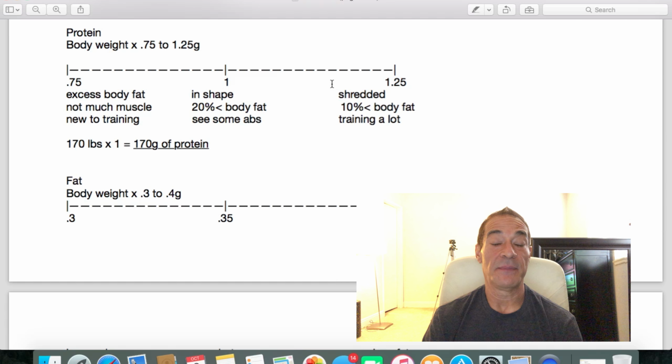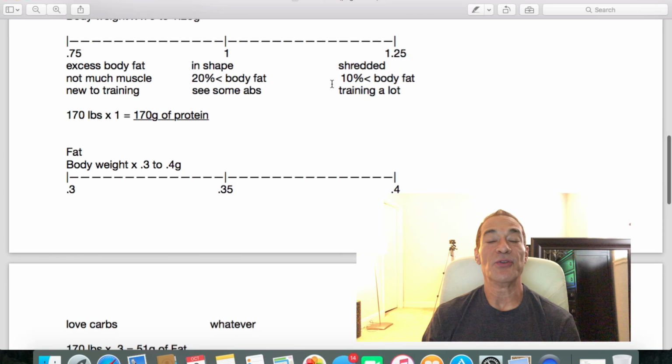So the next step is, how do you find your protein? Now we'll look at macros. How do you find your protein and your fats? This is how you do it. So for protein, you take your body weight, remember 170 pounds, and you multiply it by a factor in the range of 0.75 to 1.25.